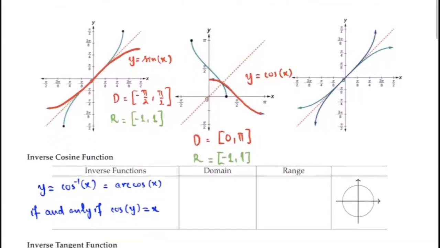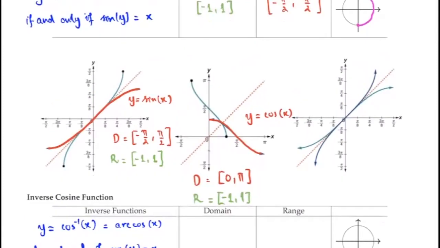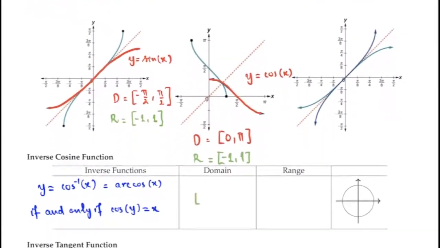And when you go to finding the inverse cosine function, the range becomes the domain. So the domain of the inverse cosine function is from -1 to 1, and the range of the inverse cosine function is from 0 to pi. Okay. Now, how could you locate this on the unit circle? So the range is from 0 to pi, including the endpoints.